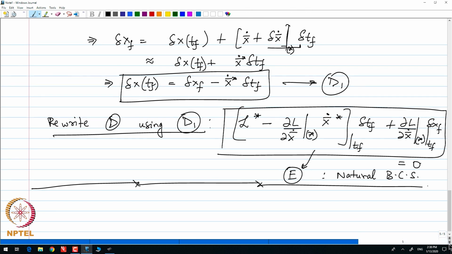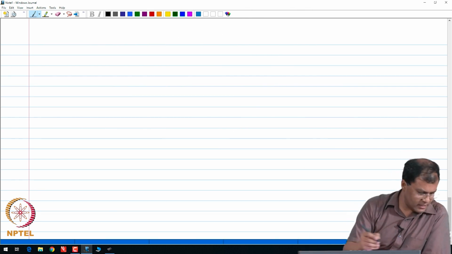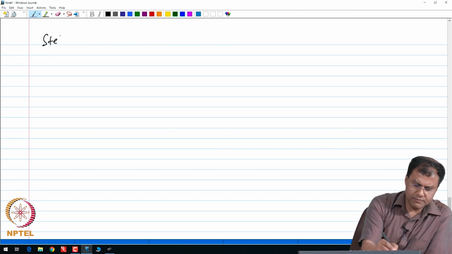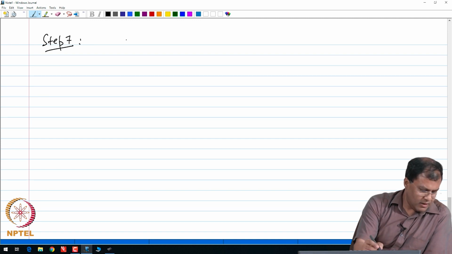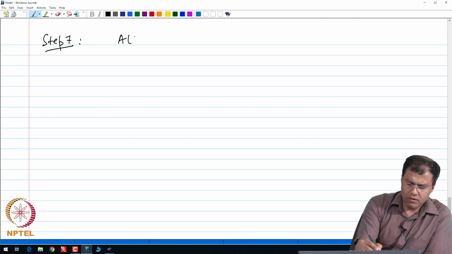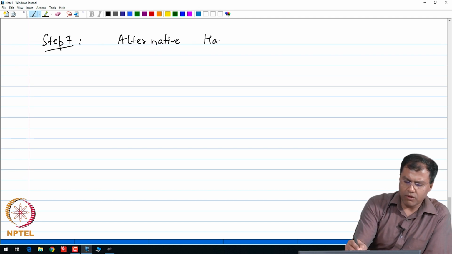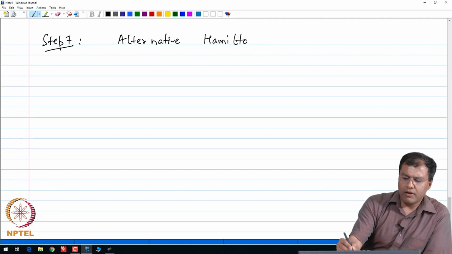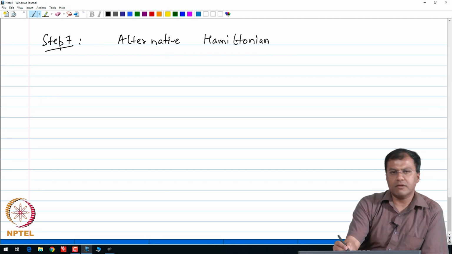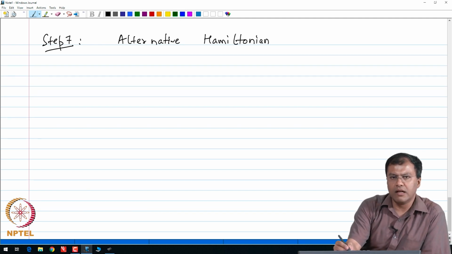So, the final step is we use our Hamiltonian formulation. So, step 7: we use the alternative Hamiltonian formulation. So, it is perfectly fine to stop at step number 6 and work the problem in the Lagrangian form, but we see that it is quite involved.